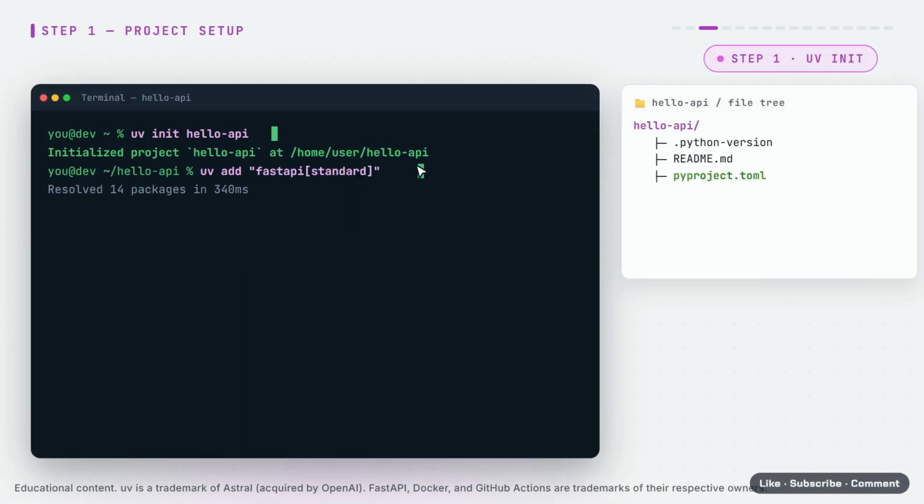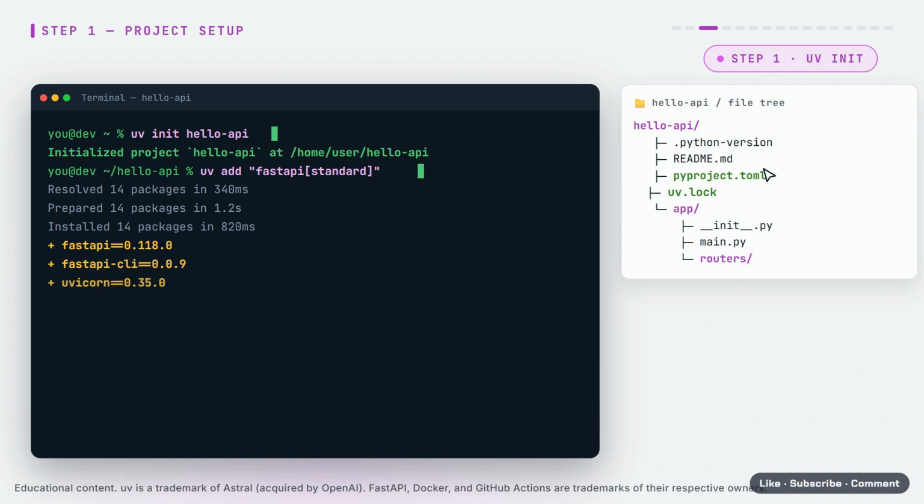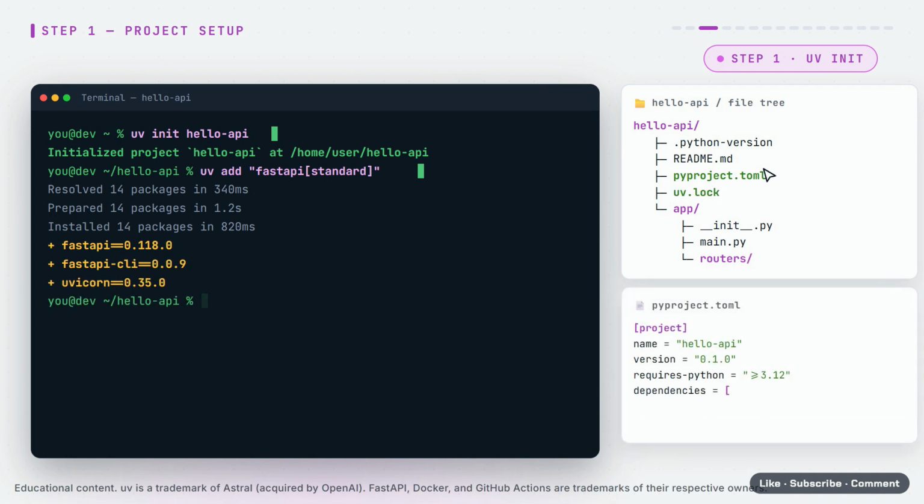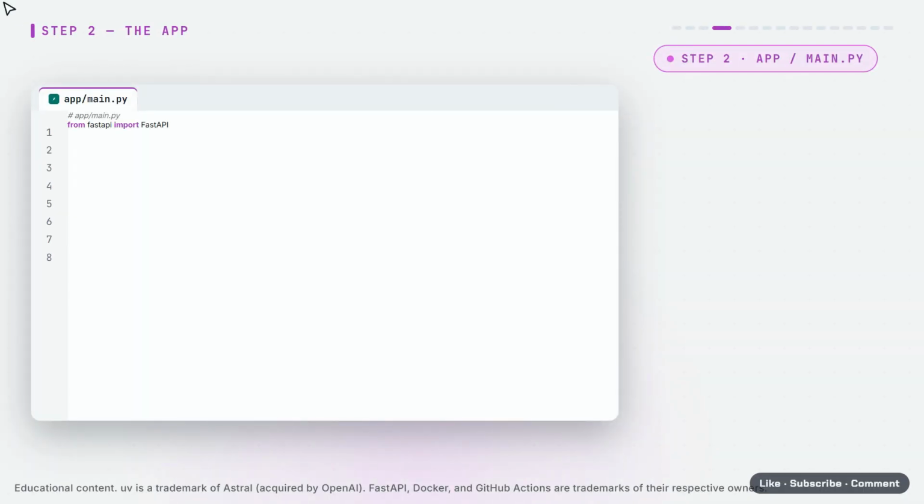Start a new project with uv init. Type uv init hello-api, and UV creates a modern project with a pyproject.toml and a Python version pin. Then add the framework with uv add fastapi in square brackets standard. UV resolves and installs everything in milliseconds, and writes a uv.lock file, pinned and reproducible. One tool, no setup.